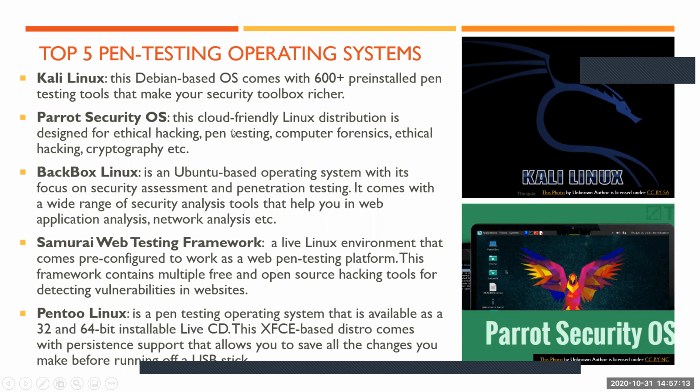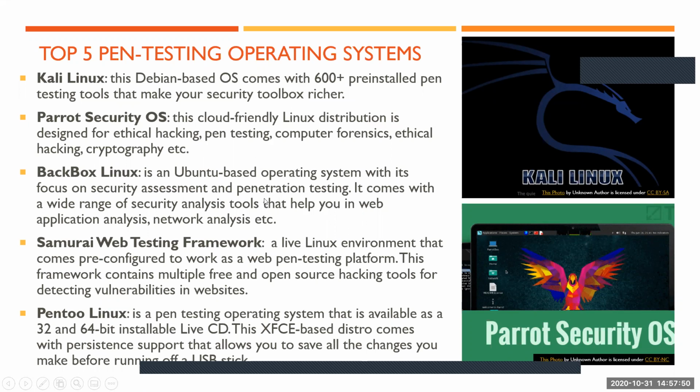Parrot is used for cloud. I've used Parrot before. It's also a Linux distribution. It's good. Kali has forensic tools, and so does this one. But if you're working with a cloud-based company, it's good to use a different operating system or multiple. And then there's Backbox Linux. This is Ubuntu based, also a Linux operating system. This has a lot of the network and application analysis. So some are better than others in different areas.